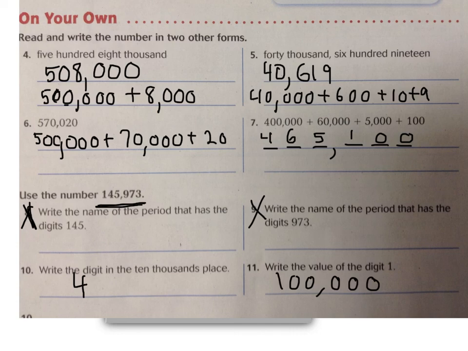So, to sum up, there are 3 ways to read and write numbers. We have standard, expanded, and word form.